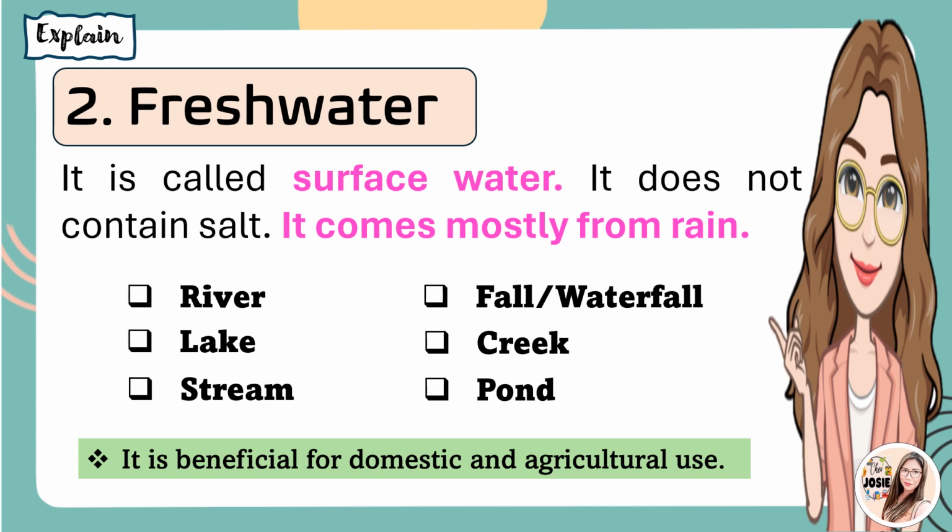So when we say domestic, it is good for drinking, food preparation, bathing, washing clothes, flushing toilet, watering plants, and so on. While for agricultural use, it is used for irrigation, pesticide, and fertilizer application.